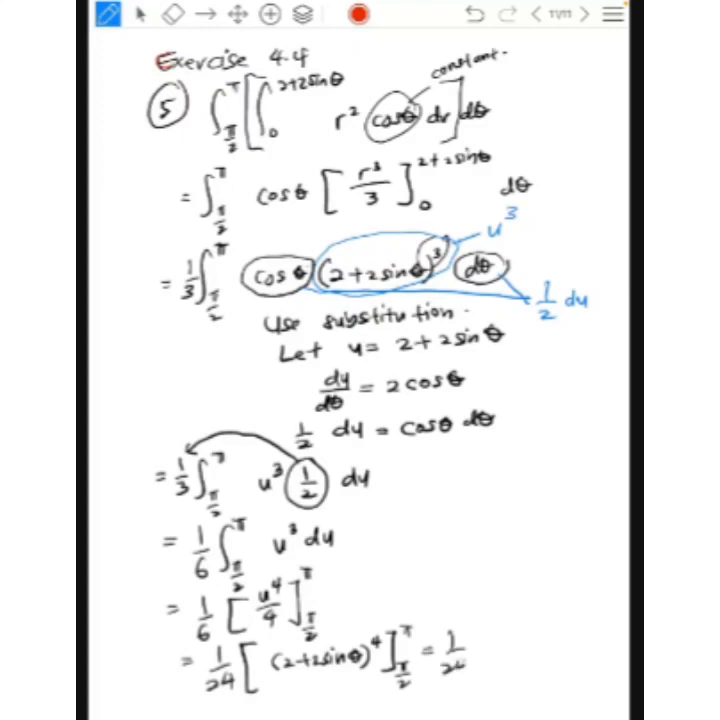Masukkan nilai saja. Sin pi will be 0. So 2 to the power of 4 will be 16 minus sin pi/2 will be 1. So 2 plus 2 is 4. 4 to the power of 4 will be 256. Okay, so 16 minus 256. Bagi 24 lagi, dapatlah jawapan dia negatif 10. Okay, that one for question number 5 lah. Negative 10.